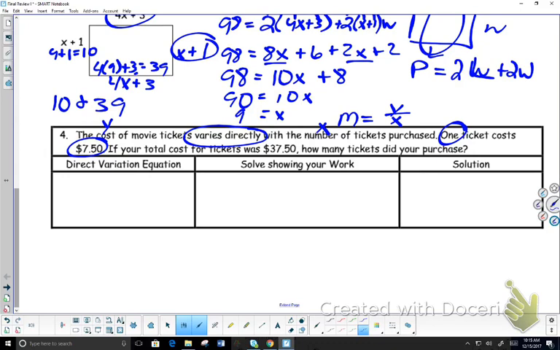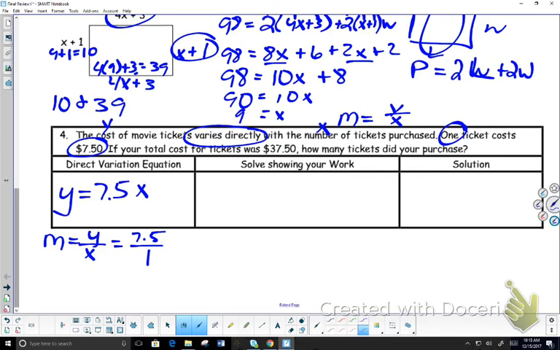So that would mean what? My slope for this would be y over x. Well, y is $7.50 over 1. So my direct variation equation, remembering this goes to the origin, is 7.50x. There will be no b value because it goes to the origin where y is 0.